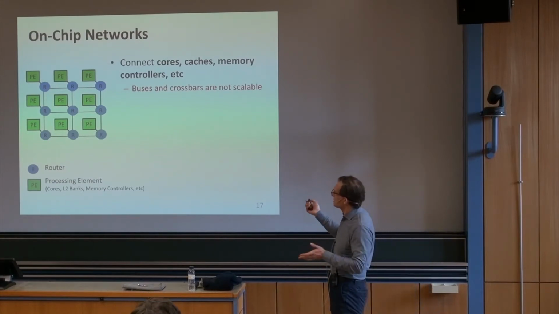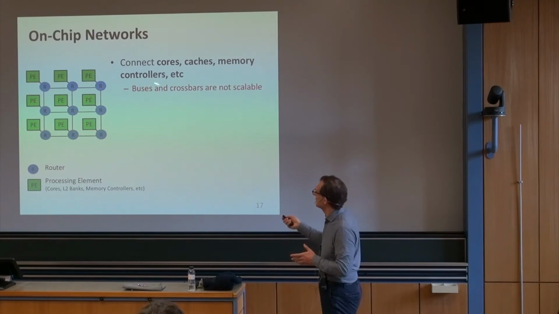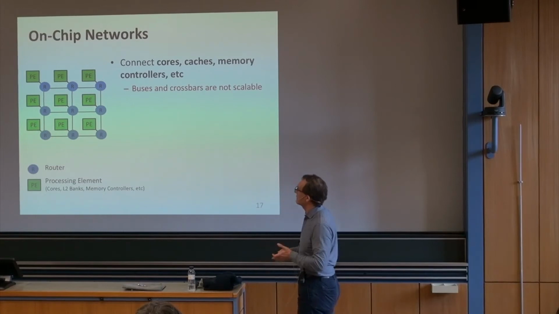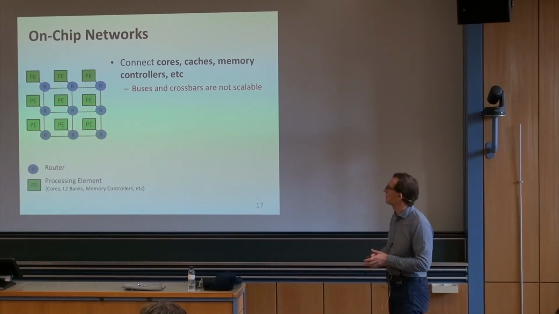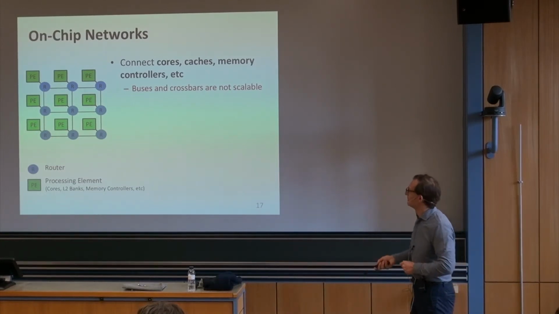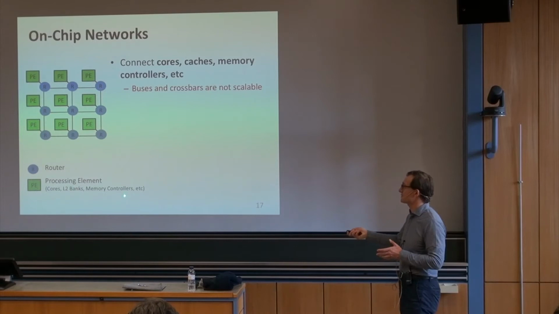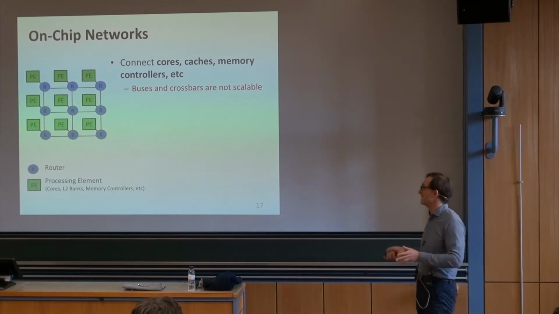And buses and crossbars are some types of networks, but usually they're not scalable. So people have been looking at things like rings, hierarchical rings, and meshes, or tori. But you can think of it this way. You have routers and you have processing elements, and processing elements can contain cores, banks, memory controllers, etc., or accelerators.